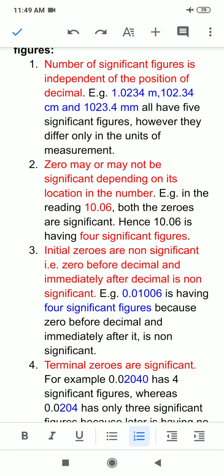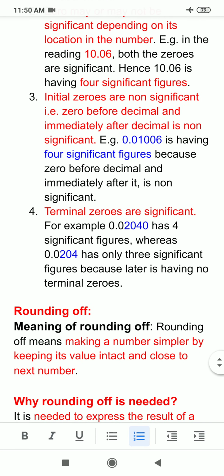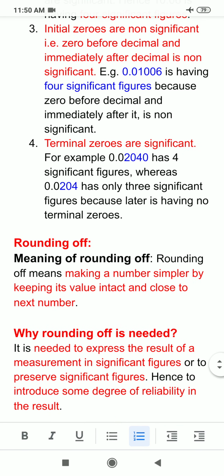Thirdly, initial zeros are non-significant, meaning before and immediately after the decimal. And lastly, terminal zeros are non-significant. Terminal zeros are significant.